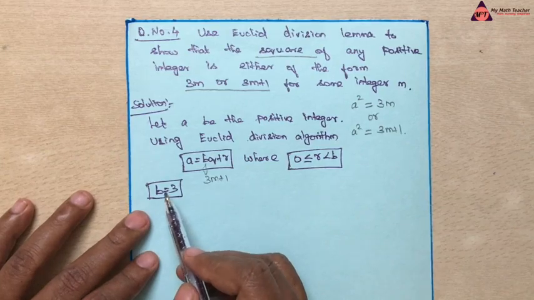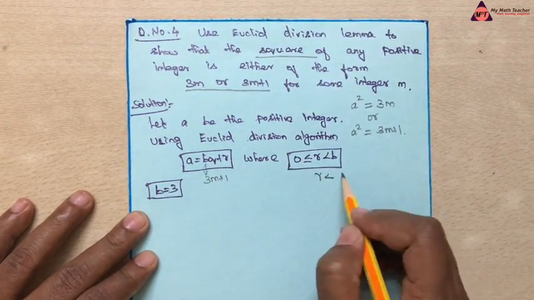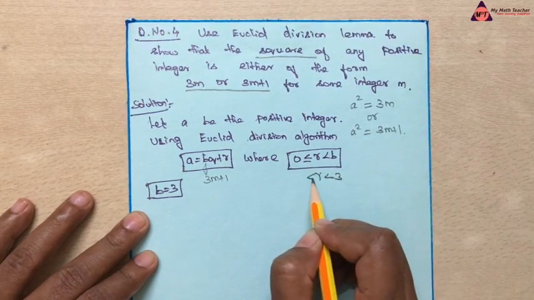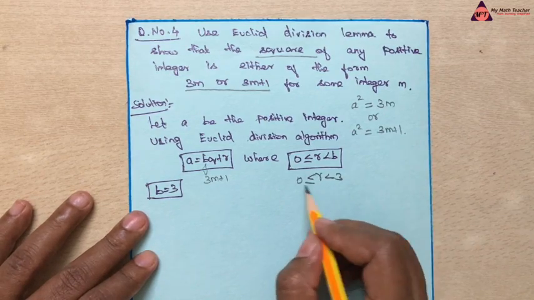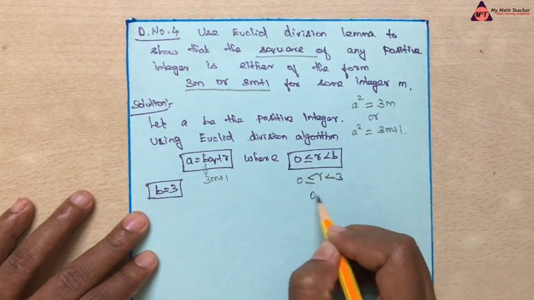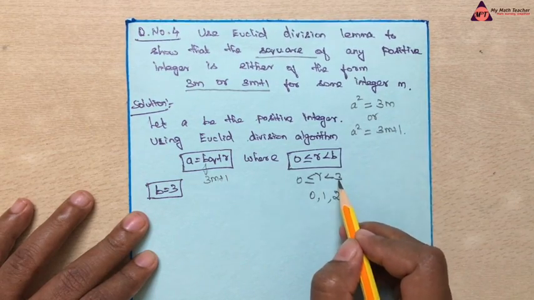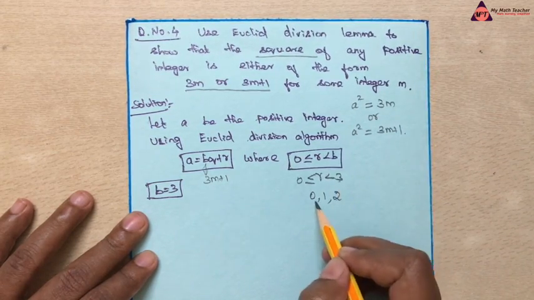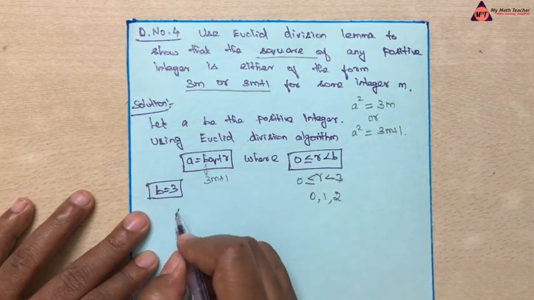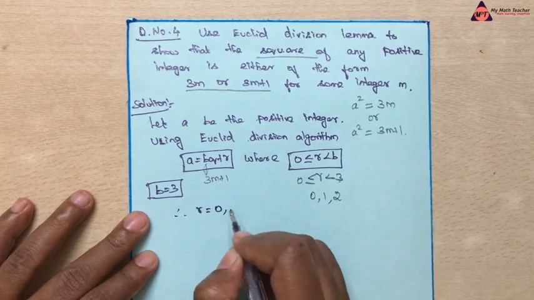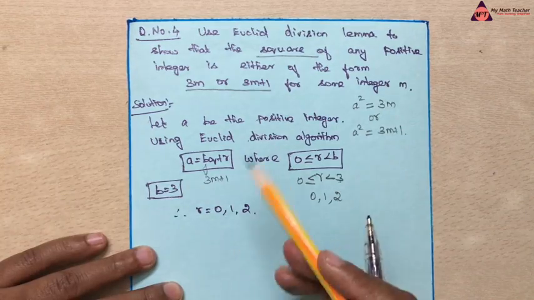When we know the b value, we can also find the r values. So r will be less than 3. It will be greater than or equal to 0, which means, what are the possible values of r? Starting from 0, then comes 1 till 2, because it should be less than b value, less than 3. So 0, 1, 2 are the possible r values. Therefore r is equal to 0, 1, 2. So with all this information, we have to prove this problem.